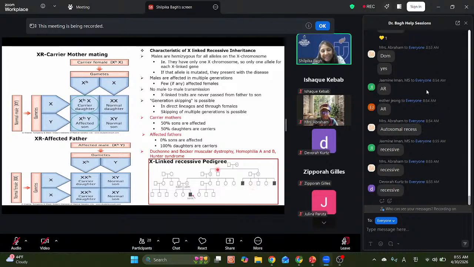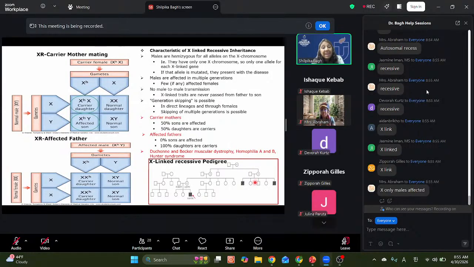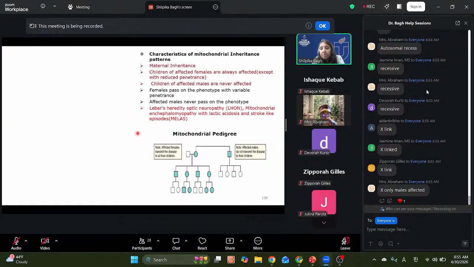What is it? X-linked recessive or autosomal recessive? X-linked, because males are affected. Males are more affected. It's an X-linked recessive disorder. Absolutely wonderful. And what is this pattern?